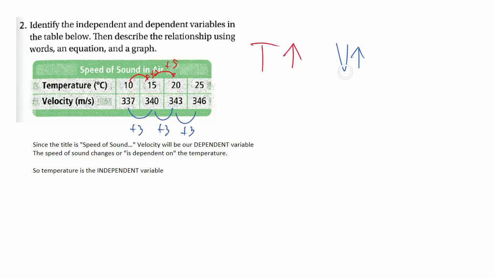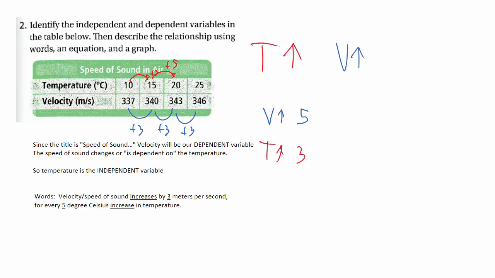All right, let's look at number two. So here I want to identify the independent and dependent variables. And here, usually the first variable you're given is the independent variable. The second would be the dependent. But in this case, my speed or my velocity, since that's the title of my graph, depends on the temperature. And notice how the temperature increases by 5 degrees increments. The speed increases by 3 meters per second increments.